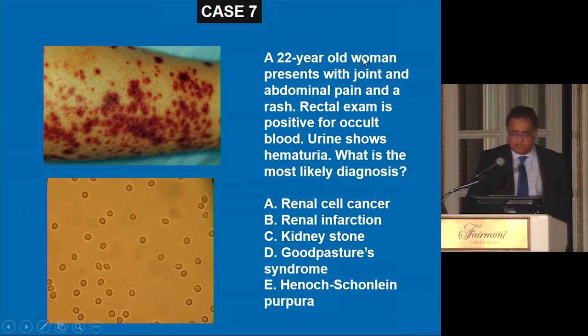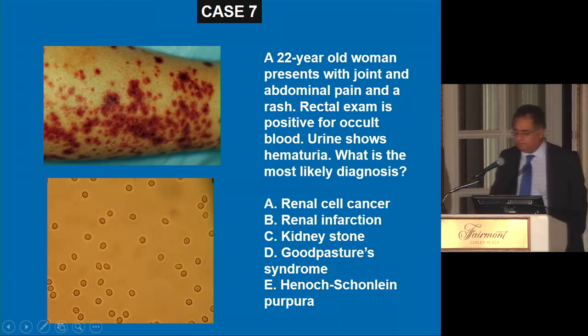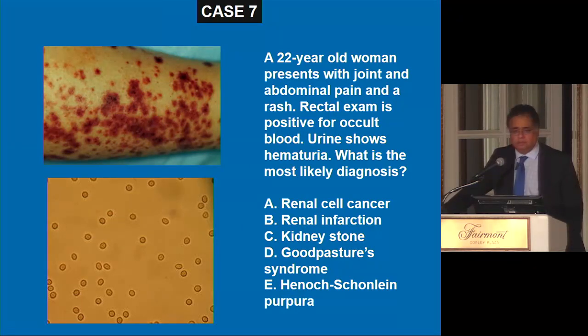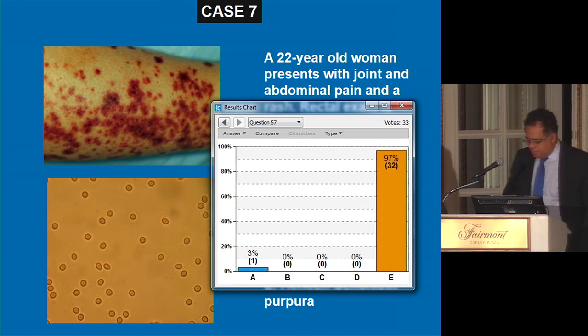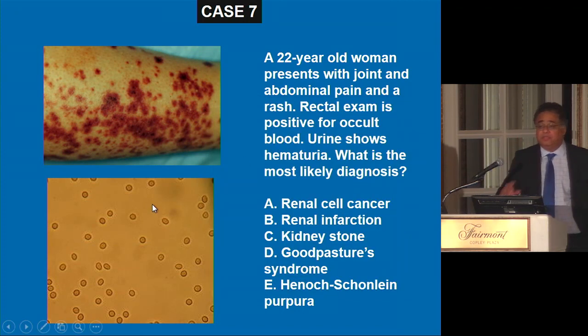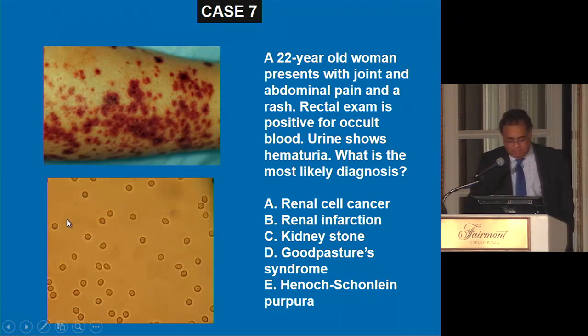Okay, this is case 7, a 22-year-old woman with joint pain and abdominal pain and a rash. Rectal examination shows some blood. Urine shows hematuria. You see the rash. You see the blood in the urine. The question is, what's the diagnosis? Great, we are moving up to 33 people responded. I'm really glad. This is Henoch-Schönlein purpura, mostly everybody got it.